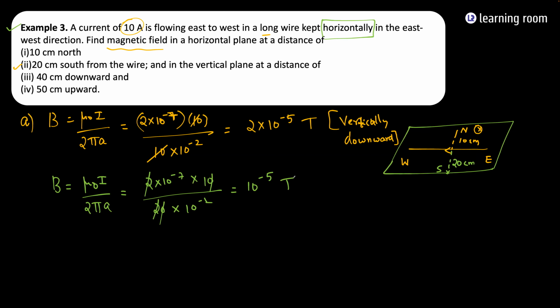Tesla. That is obvious because as distance increases, magnetic field decreases. When it was 10 centimeter, it was 2 into 10 power minus 5. At double the distance, magnetic field became half. Is the point clear? Actually, we need not calculate also because B is inversely proportional to A. Is the point clear? So in this case, what will happen is here, if the hand is going vertically downward, here it will be vertically upward. That's it. So it will be vertically upward.